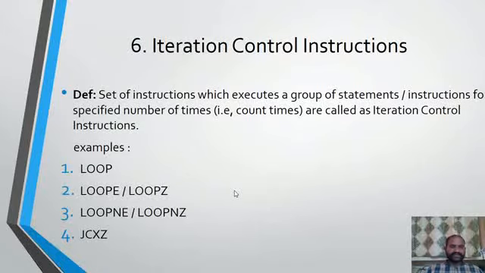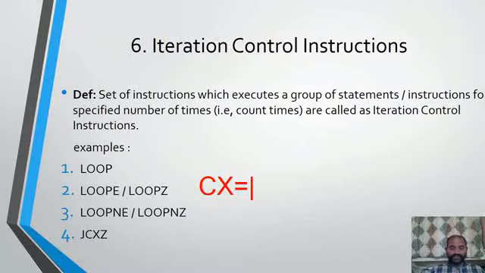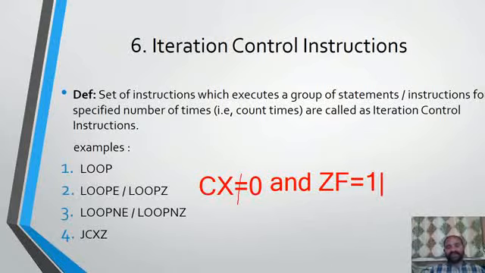Okay, so in the last video we have seen the loop instruction, right? Loop e is nothing but loop z. This one also works based on the content of the CX register as well as the zero flag. So if CX is not equal to 0 and the zero flag equals 1 — don't think that it is an AND operation — if these two conditions are satisfied, then the condition is true for the loop e or the loop z instruction.